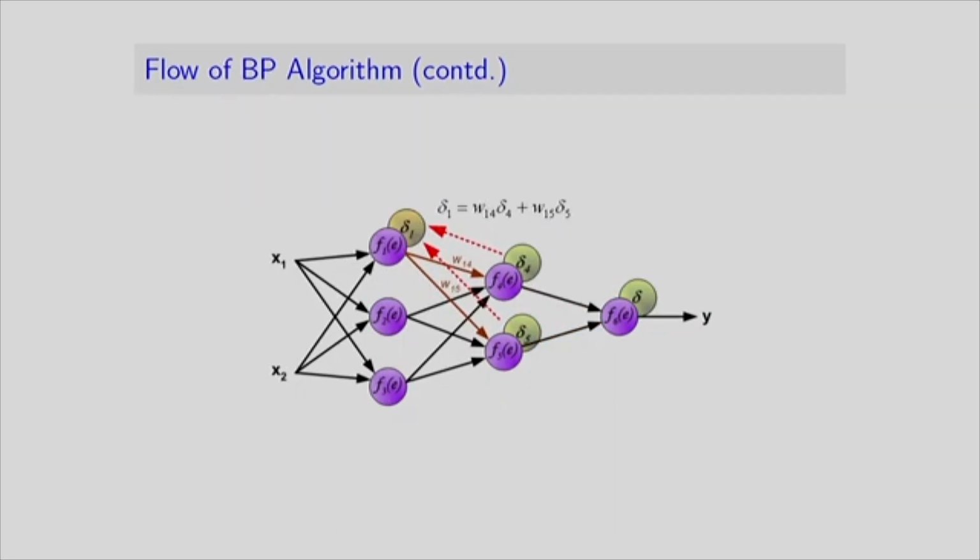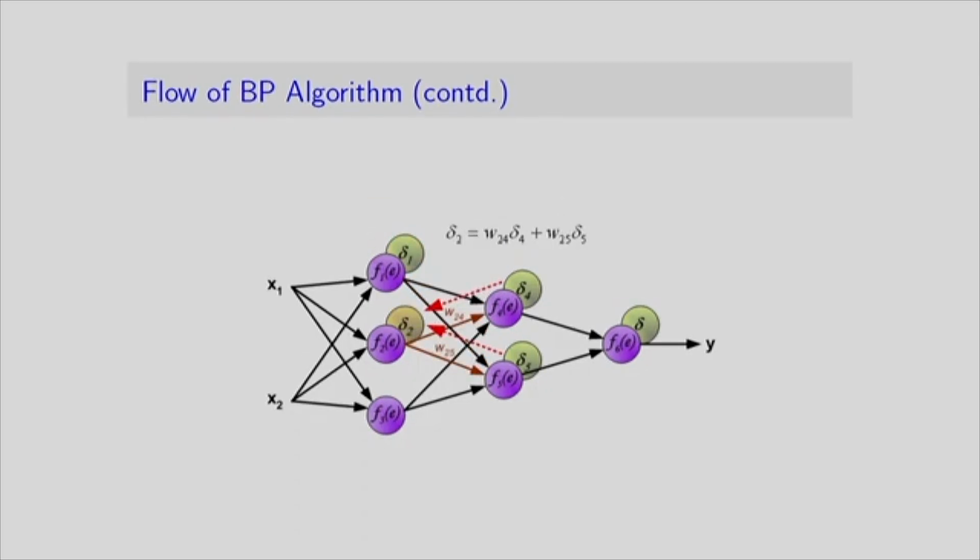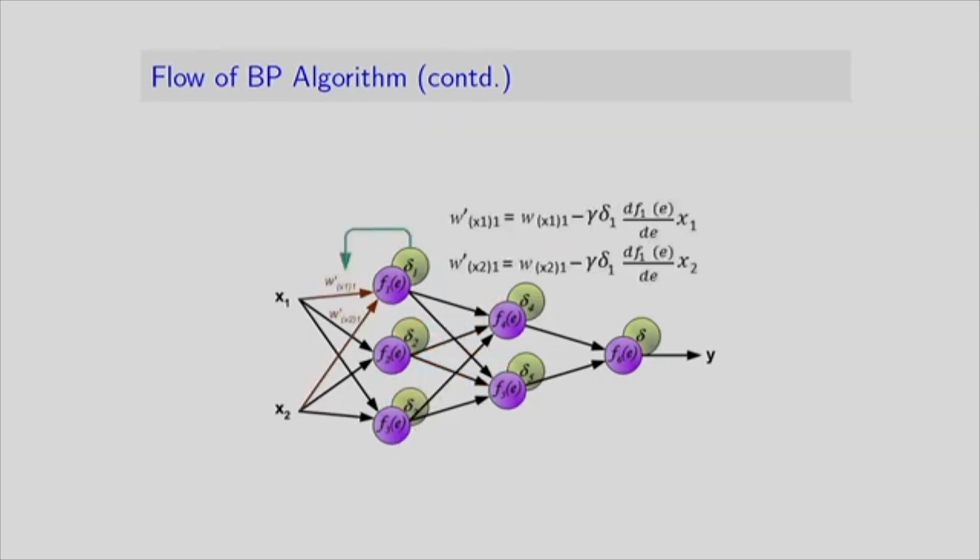After this we come to the next hidden layer. If I consider this as the hidden layer, for this hidden node I can determine delta 1, that is nothing but w14 delta 4 plus w15 into delta 5. So I am moving towards the left, that means I am moving towards the initial layers. Similarly, corresponding to this node, delta 2 is determined, and finally I am adjusting the connecting weights between the input node and the hidden nodes.